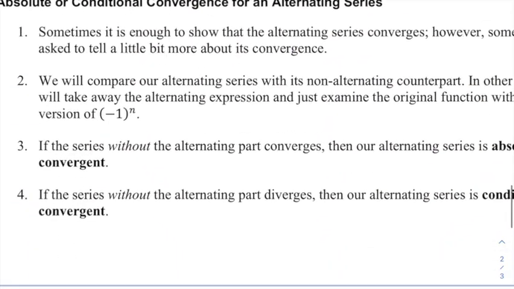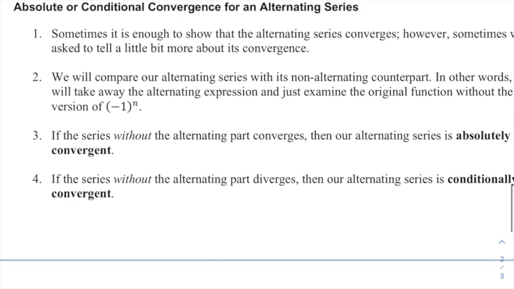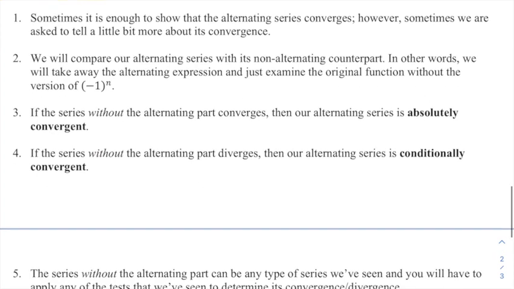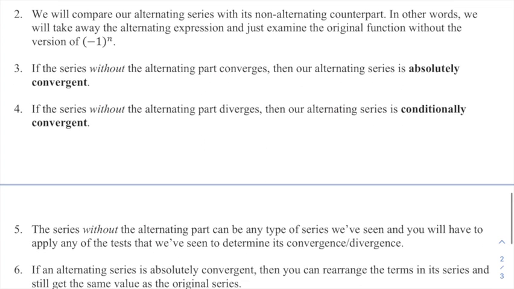It gets more interesting on this next part, called absolute or conditional convergence for an alternating series. We've already said that most alternating series are in fact going to converge, but then we can know something specifically about it. We can say that the series absolutely converges or just conditionally converges. And it goes something like this. Sometimes it's easy enough to show that the alternating series converges. However, sometimes we're asked to tell a little bit more about its convergence.